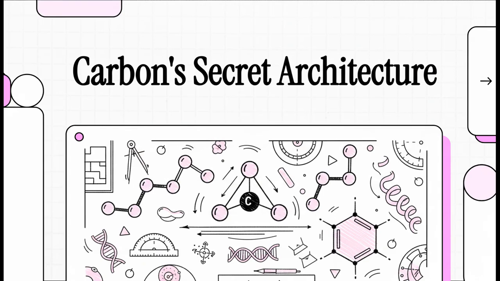Have you ever stopped to think how one single element, carbon, is the master architect behind pretty much everything? From simple plastics to the incredibly complex machinery of life itself? Well, today we're going to decode its secret blueprints and see just how it builds the world around us.